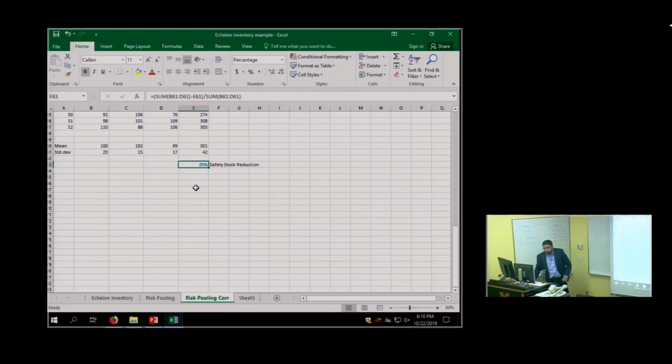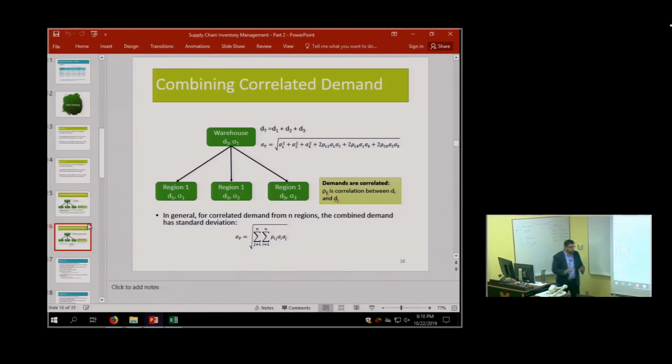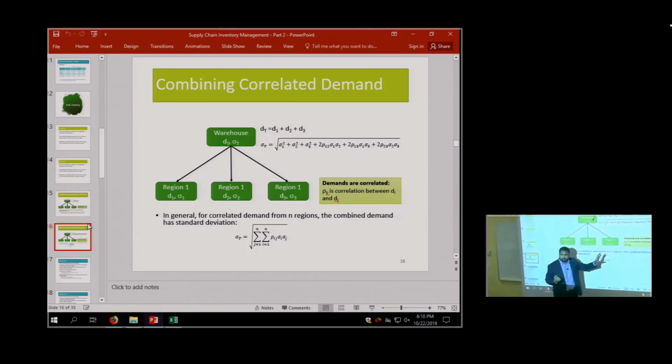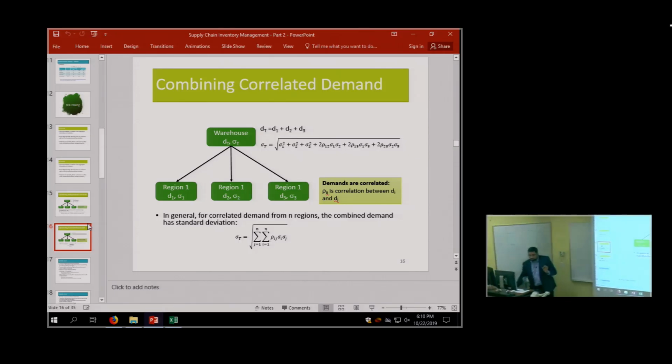Okay? So the only thing you need to know for this course is if your demands are correlated, it's going to reduce the benefit of risk pooling or centralization. It's still going to be some benefit. Okay? The only time you get zero benefit is if the correlation is exactly 1. If they exactly move together, which almost never happens. Correlation is almost never 1. Okay? So there's always going to be some benefit of correlation. The best case benefit is given by this simple formula here.